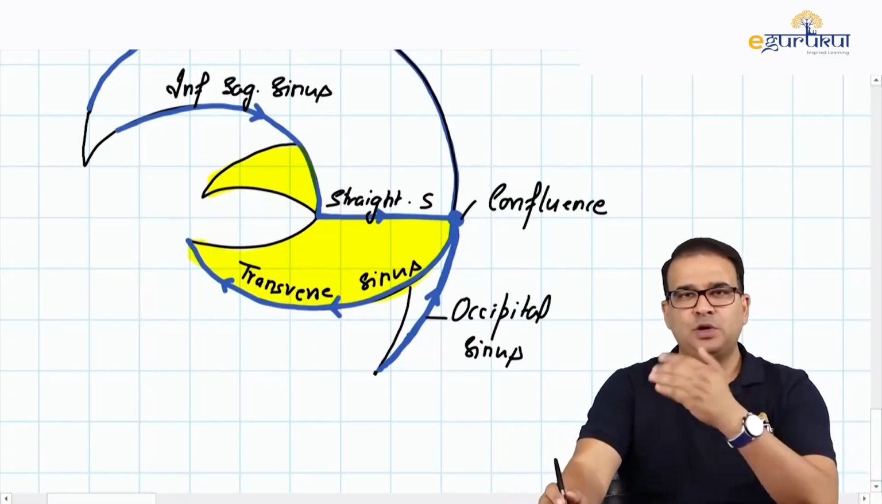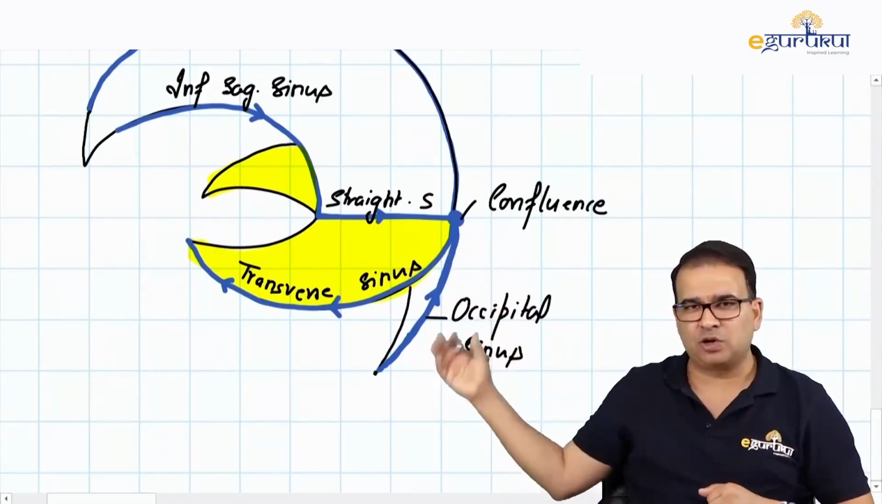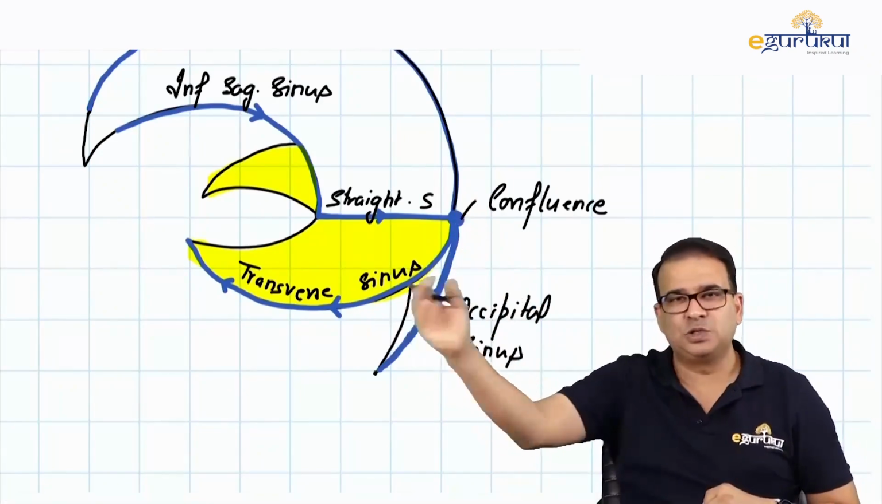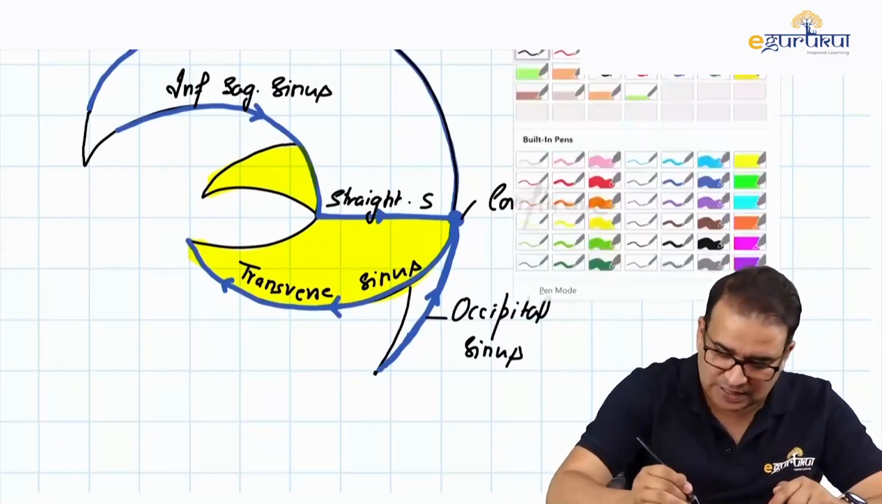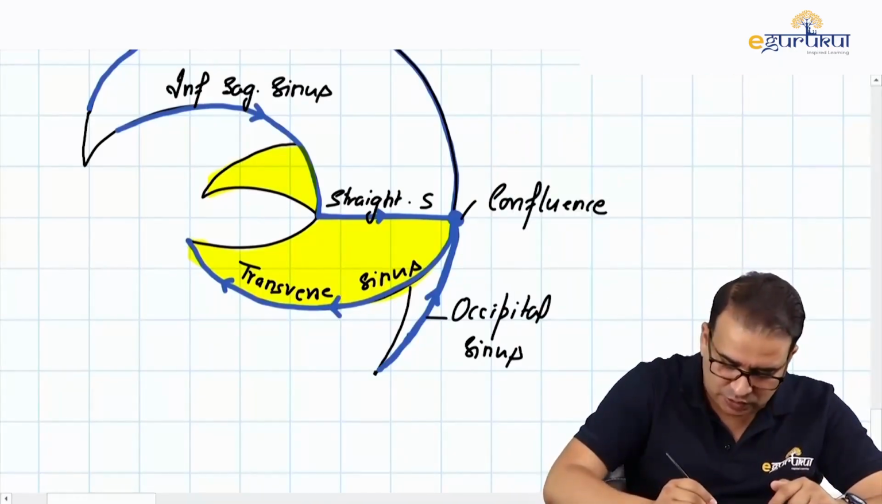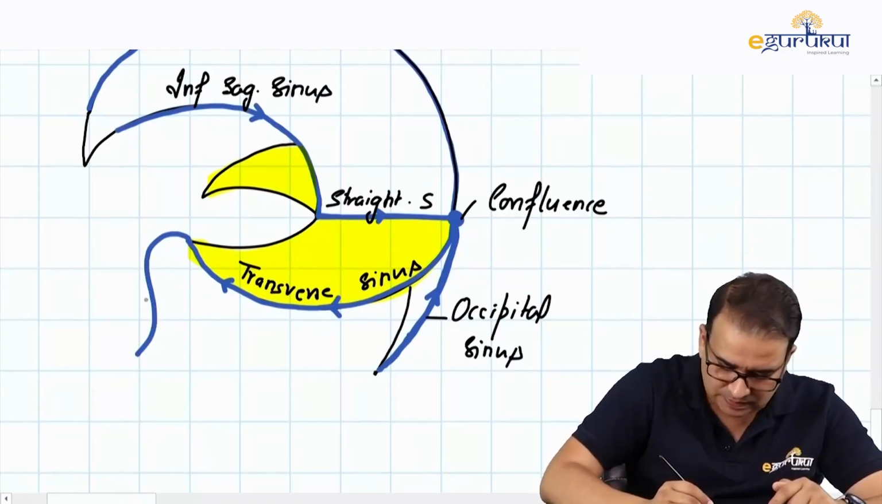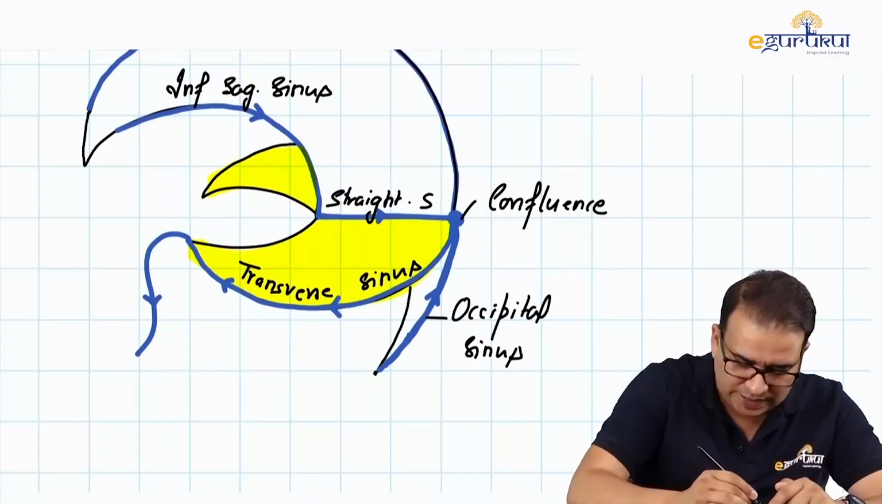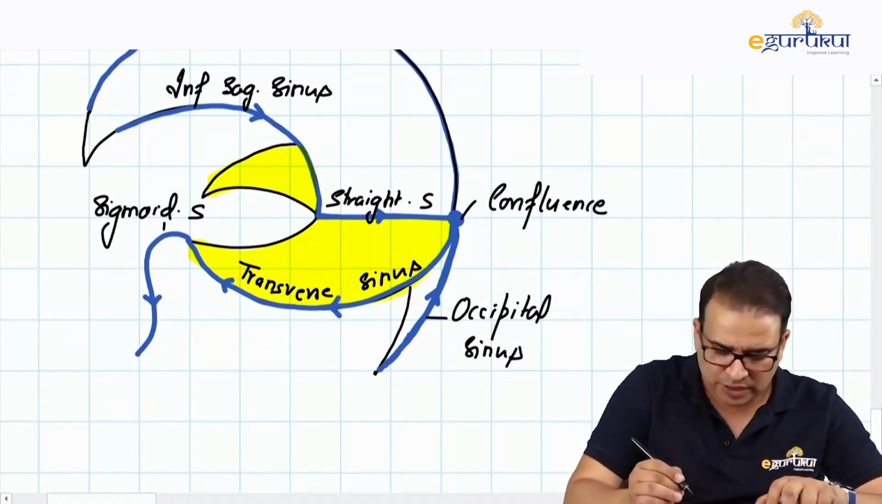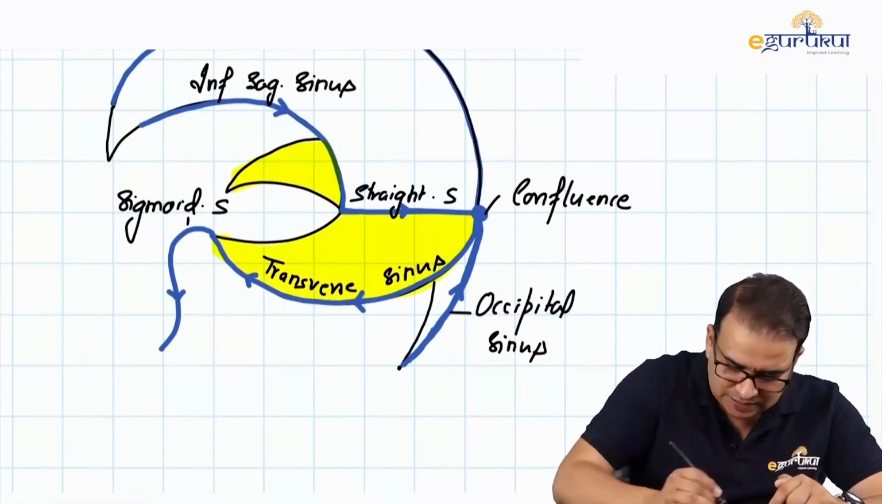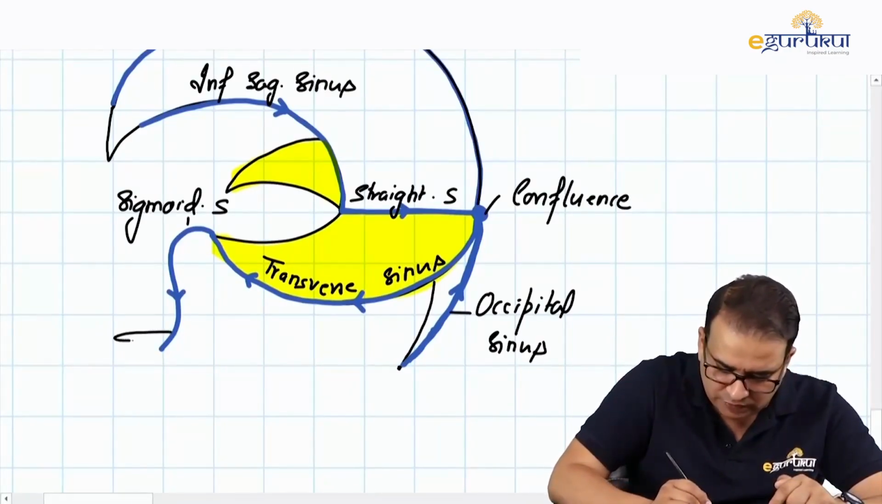So all the blood has now come into what? Transverse sinus. Superior, inferior, straight, occipital comes in here, and ultimately blood goes into transverse sinus, but still not out of the cranial cavity. From the transverse sinus, finally, the blood goes into this sigmoid sinus, which is present in the sigmoid sulcus, and sigmoid sinus is the one which goes out of the jugular foramen.